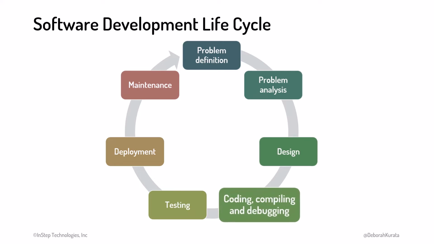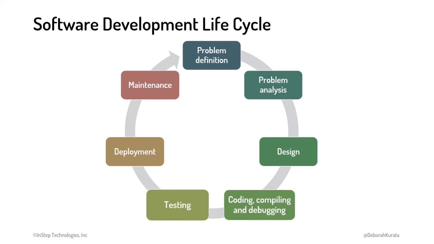Then comes coding, compiling, and debugging. Debugging is the process of trying out the code, finding what doesn't work, and fixing it. Testing is next. Testing is often a formal process of ensuring the code meets its original requirements and runs properly.